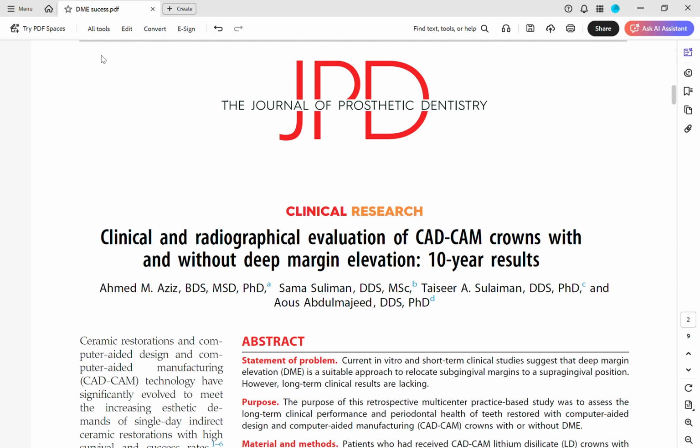It was also mentioned by this article and many other articles that if we cannot achieve a perfect seal with the matrix while doing a deep margin elevation, the technique is contraindicated for the tooth.